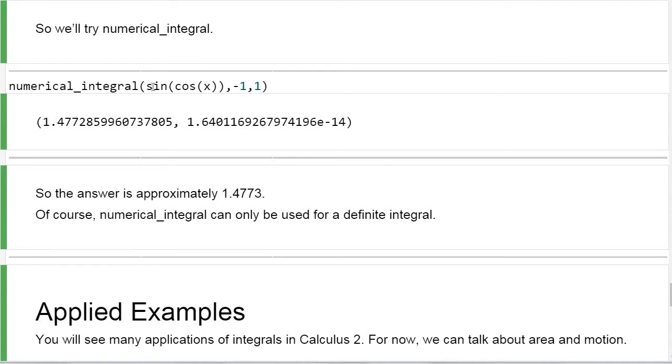So numerical integral, sine of cosine of x, and remember, don't put in the comma x, just put in the limits of integration, minus 1 to 1. This is the answer that it gives us. Notice the scientific notation here tells us we can basically ignore the error. This is a good answer.